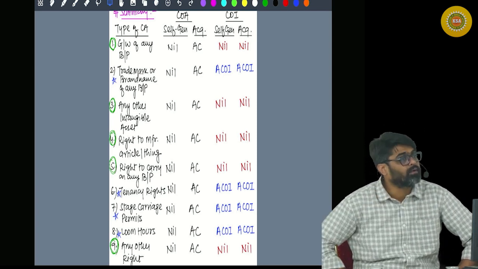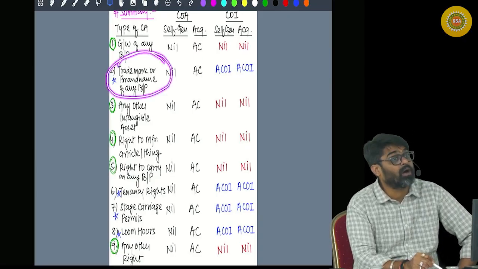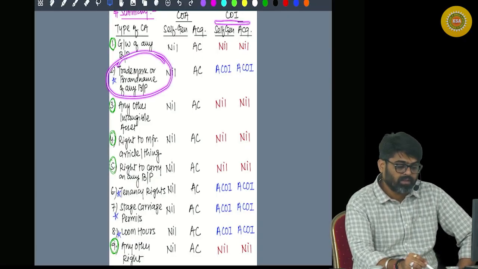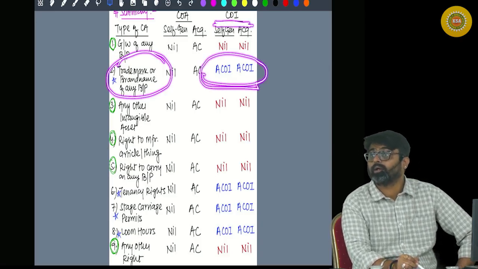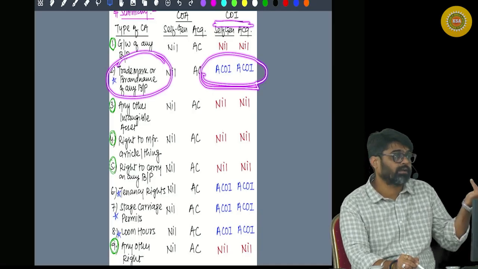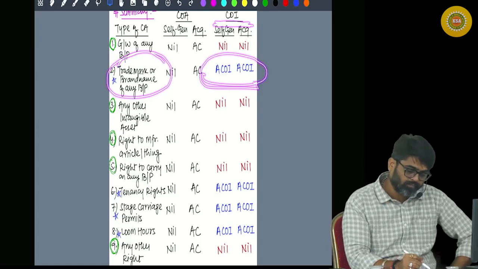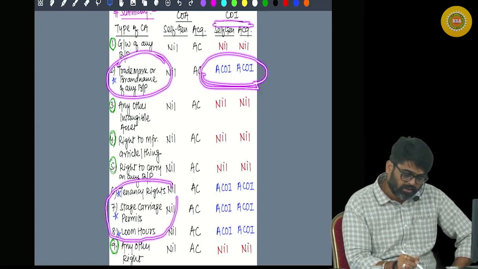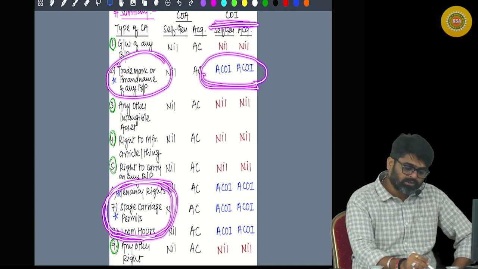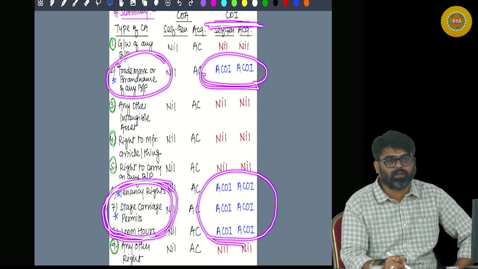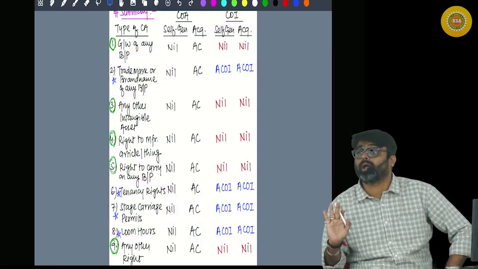So if there is a trademark or brand name, what will be their cost of improvement? You are supposed to take the actual cost of improvement. If you have incurred any actual cost of improvement, you can reduce that. You are not supposed to take nil here. Getting my point? Next one, tenancy right, stage carriage permit or loom hours. Their cost of improvement will also be taken on actual basis. Whatever actual cost of improvement has been incurred, you can reduce that.